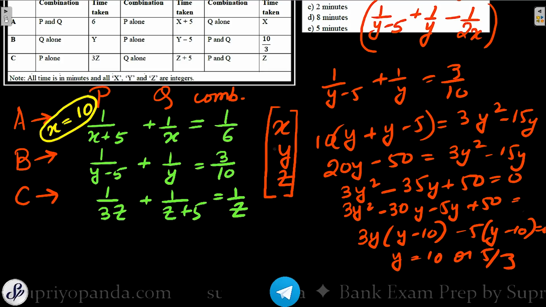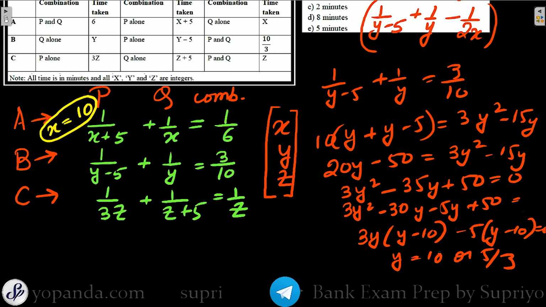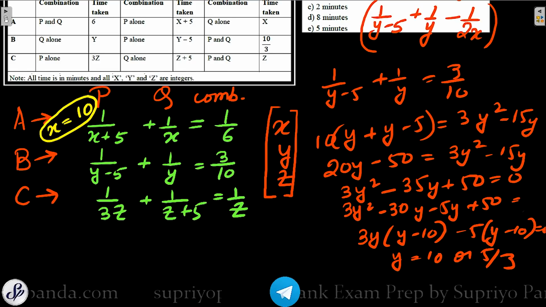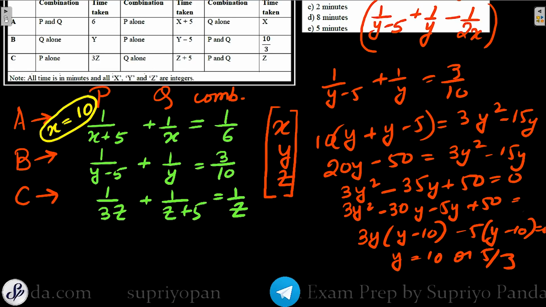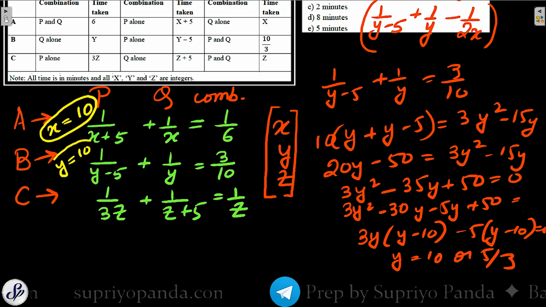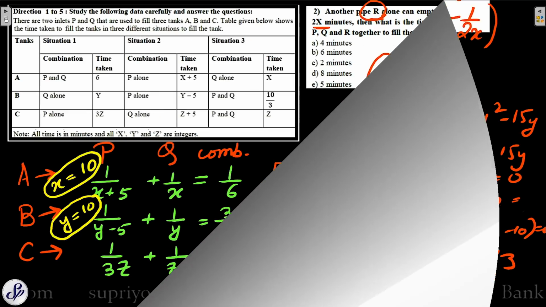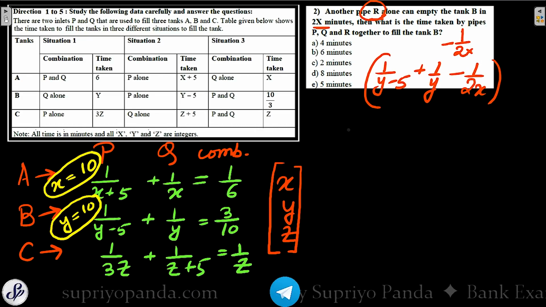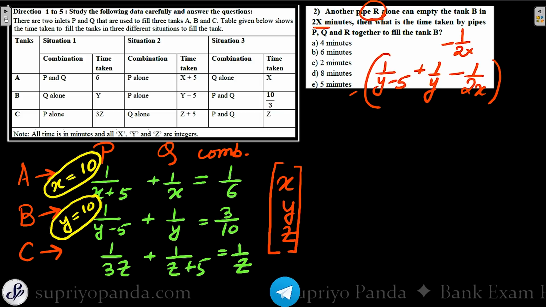Again, since x, y, z have to be integers, we are going to take 10. So this again gives us the value of y. Again, y comes out to be 10. So we write that down because we have found it: y equals 10. Now we have found the values of x and y. This becomes very simple, so we are going to solve this.